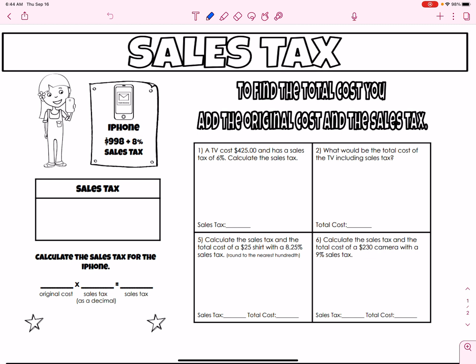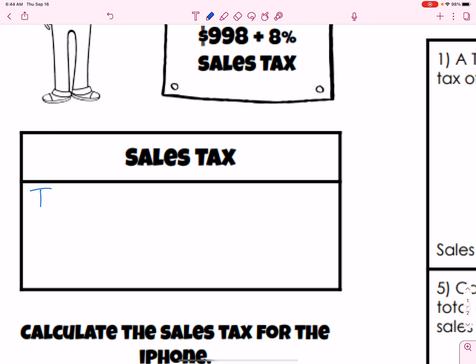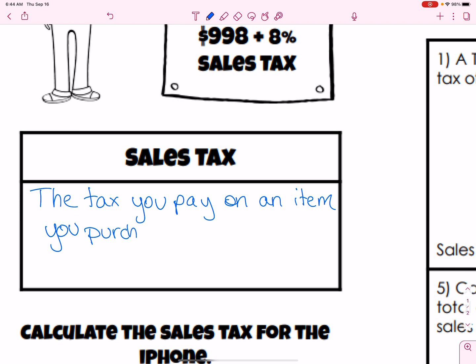Hello. Let's take some sales tax notes. So, sales tax is the tax that you pay on an item that you purchase. So, let's go ahead and write that down. We're going to put it right here. The tax you pay on an item you purchase.